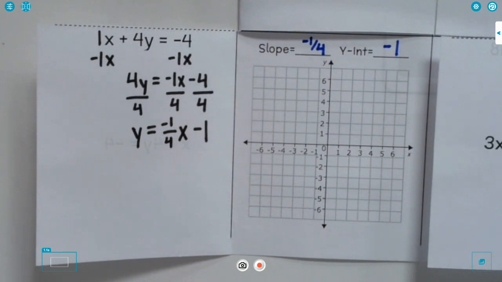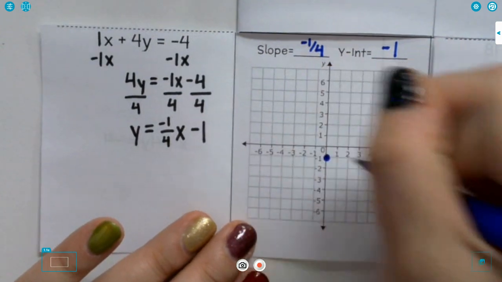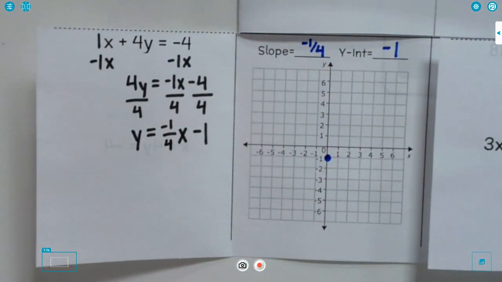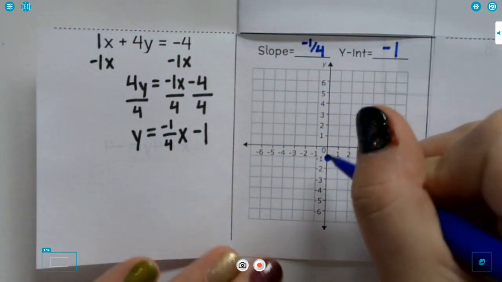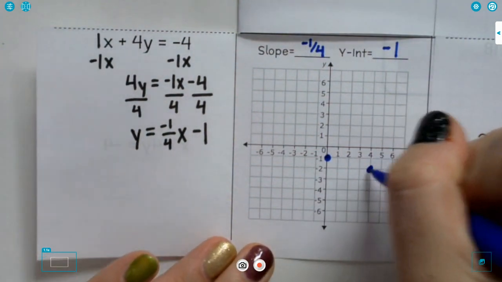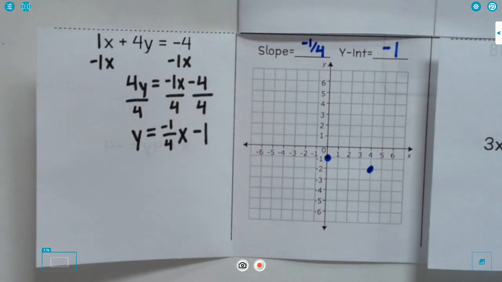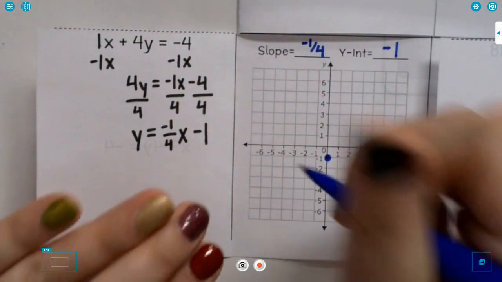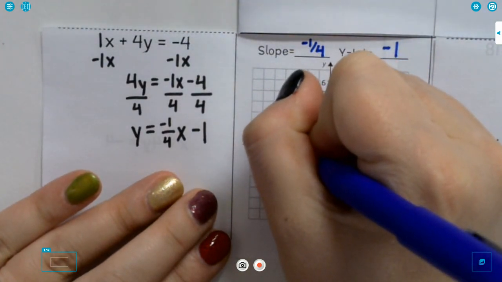So to graph this, I'll start at my y-intercept, which is negative 1. And then I'm going to go down 1, right 4. So down 1, right 4. I can also go up 1 and left 4 if I want to.